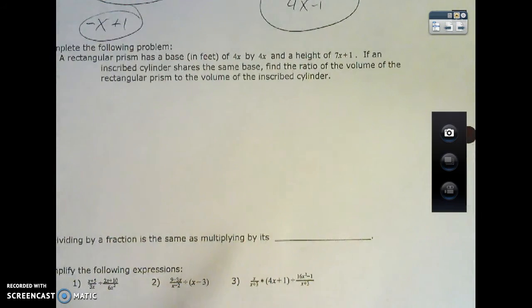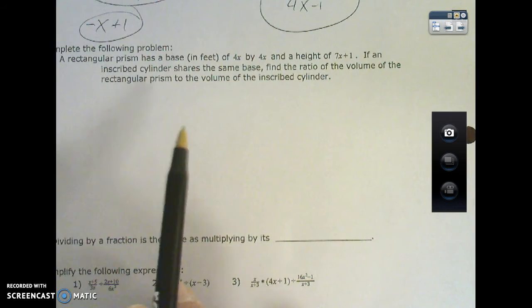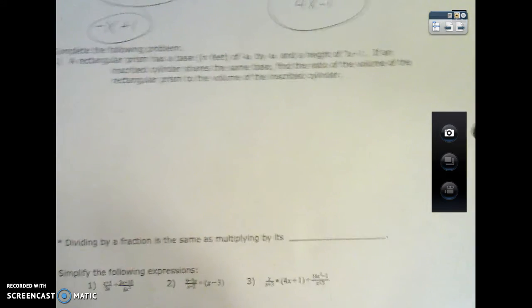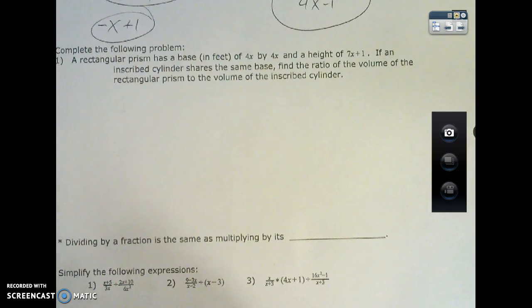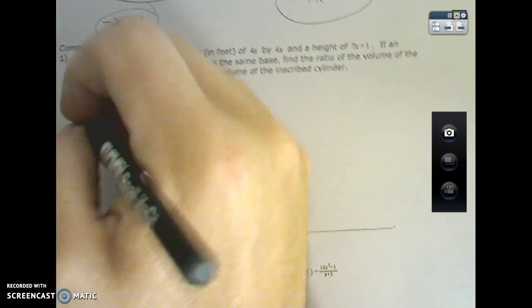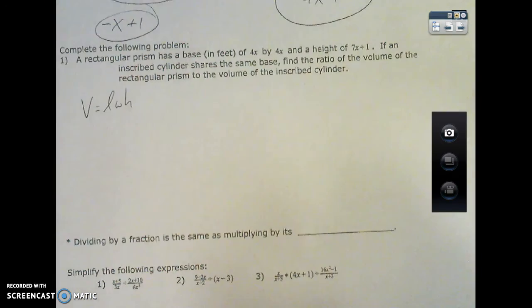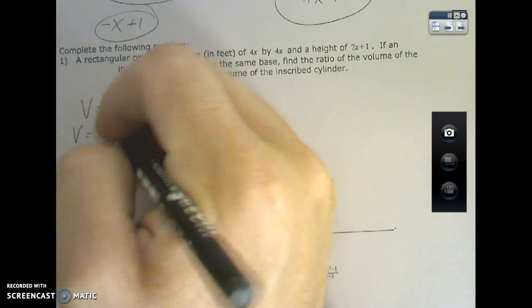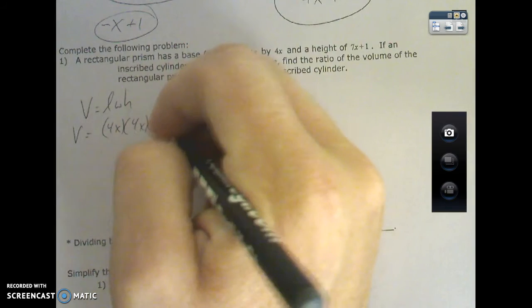Okay, a few more. A rectangular prism has a base in feet of 4x by 4x and a height of 7x plus 1. If an inscribed cylinder shares the same base, find the ratio of the volume of the rectangular prism to the volume of the inscribed cylinder. Okay, so the volume of a rectangular prism is length times width times height. So we've got that here. All right, so 4x by 4x by 7x plus 1.